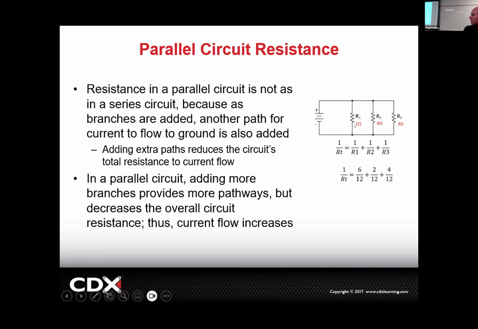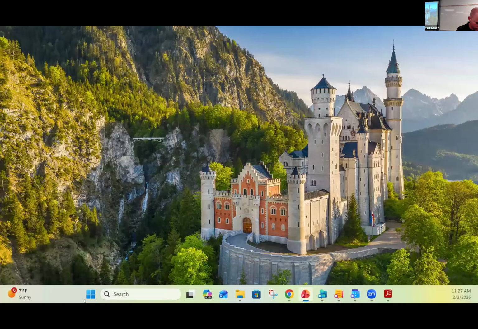It's going to be less than 2. I think it's 1 ohm. Okay. 1 ohm. It's a little bit of a weird calculation for me to remember. 1 ohm, because it's 6, 2, and 4 over 12. Hold that thought. It's going to be 1 ohm.